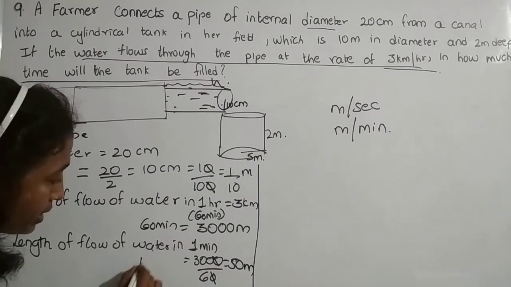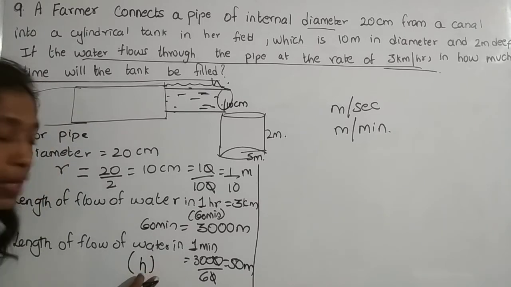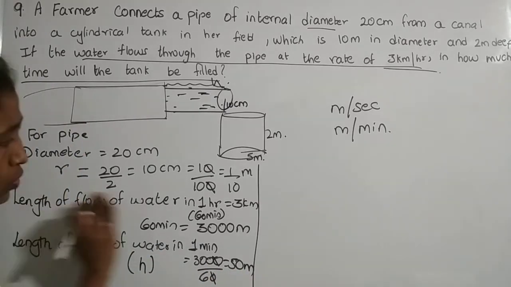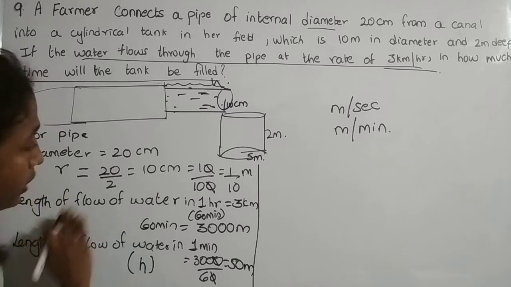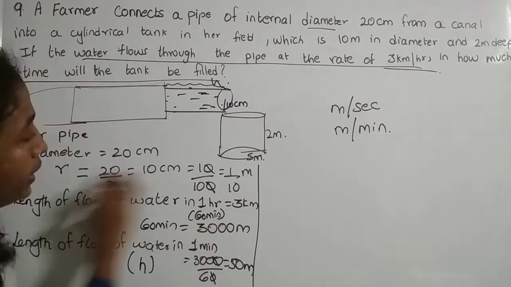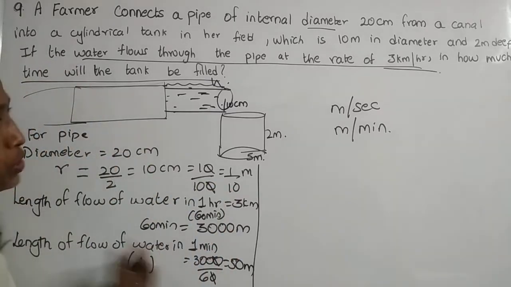Now here my length is nothing but the height, the height of the pipe as 50 meter. So this is the height. Okay, so the flow of water here, we find out the length of the flow of water in 1 hour is nothing but here the radius is given as this, so we got this h, correct?